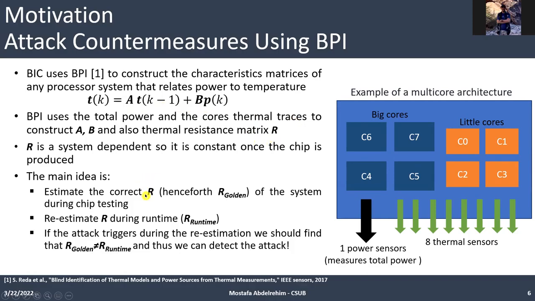Our main idea here is to estimate R, which is system dependent. It doesn't depend on the workload or the temperature or the power, and we can estimate the correct one, which we can call the golden R of the system. Then, during chip testing before production, and then re-estimate R during runtime, which we will call R runtime. And basically, if there is an attack, if there is a hardware Trojan, our R runtime will not be equal to our R golden, and that will be our key to detect the attack.